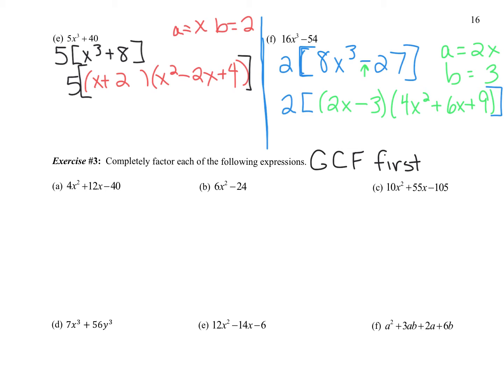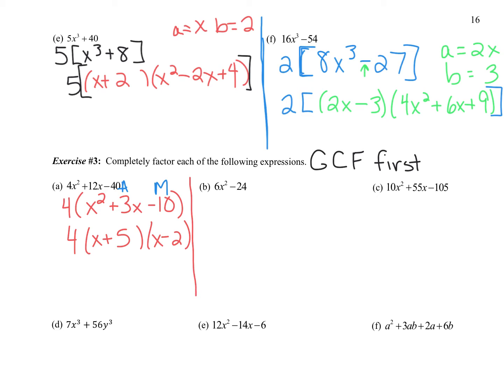So looking at the first one, I have A is greater than 1 with a trinomial, but I can take out that 4 and make this a much easier problem. So I take out the 4, and I'm left with that trinomial. So I'm just trying to find numbers that add up to 3 and multiply to negative 10. So those numbers are positive 5 and negative 2. I check all my factors, 4, x plus 5, x minus 2. Nothing else I can do with that to factor it further.